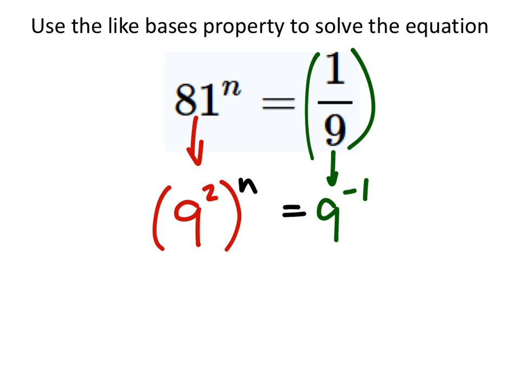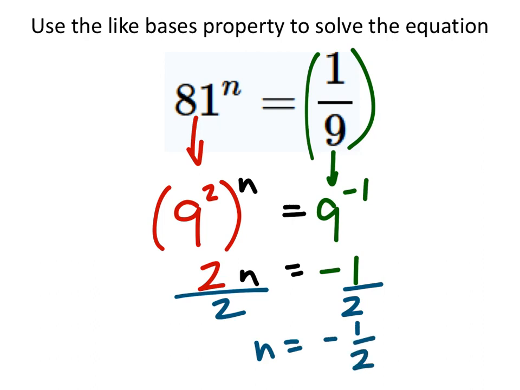But in this case, if we make 81 9 to the power of 2, then we got 9 to the power of 2 to the power of n. And we do have the same bases, so we can compare just the exponents, right? So I've got my 2n, and this equals the exponent for the green 9, -1. And now to solve, we'll divide both sides by 2, and we see n is -1/2. Now again, you could plug that in. 81 to the power of -1/2 should be the same thing as 1/9, or 0.1 repeating.